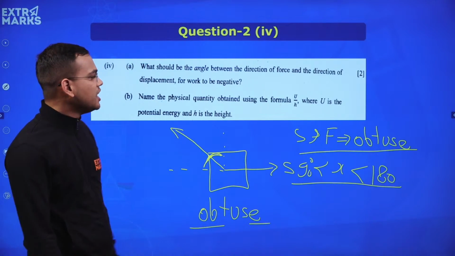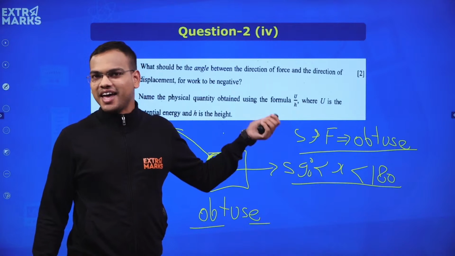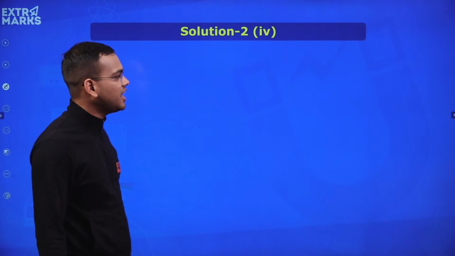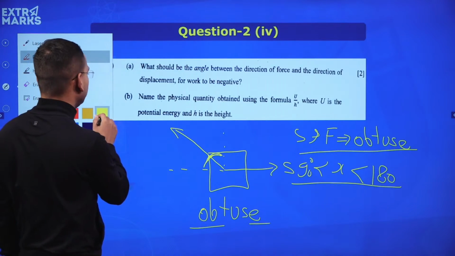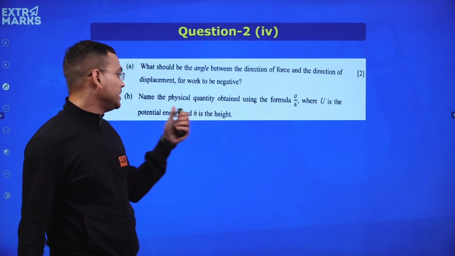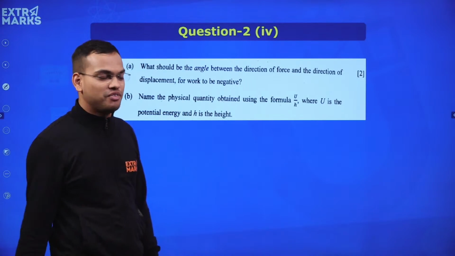Okay, all right. Now name the physical quantity obtained using the formula U by H, where U is the potential energy and H is the height. Now we'll come to that. Now what is potential energy? Anybody knows about potential energy? What is the formula for potential energy?